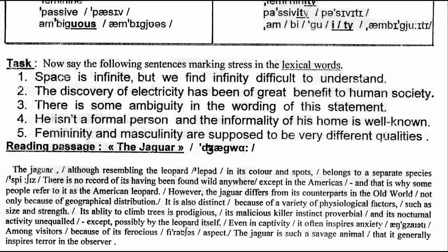The last sentence is, femininity and masculinity are supposed to be very different qualities. So, we stress femininity on nin, on the antepenult. And is not stressed, a conjunction. Masculinity on the antepenult, on lin, because of the suffix. Are, to be, is not stressed. Supposed, stress on pose. To is not stressed, be is not stressed.